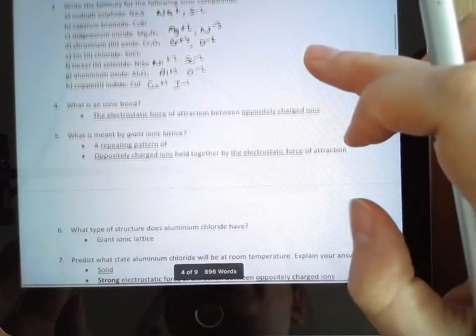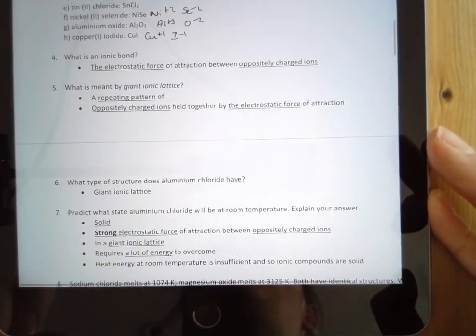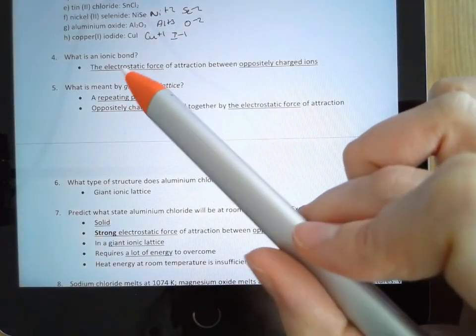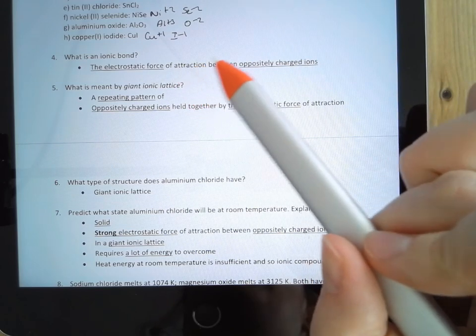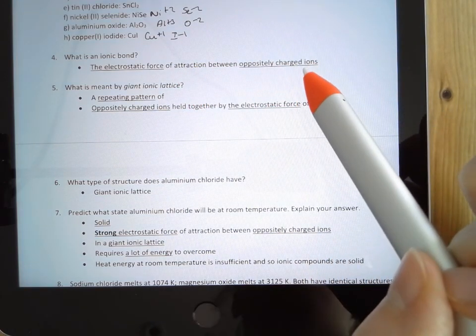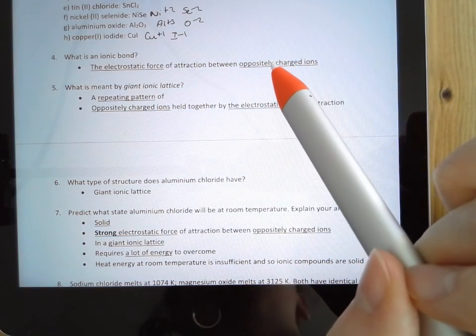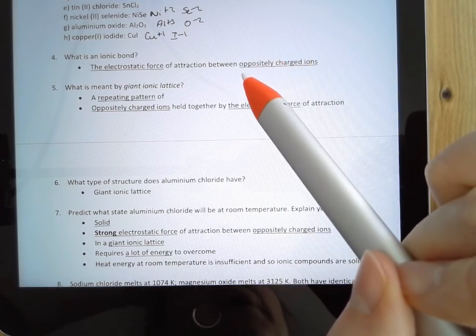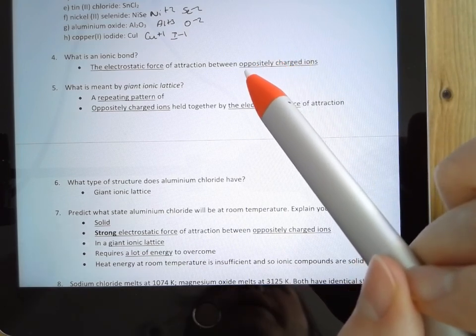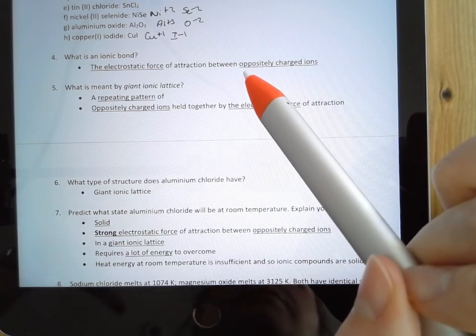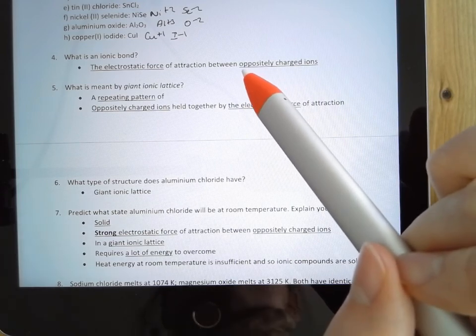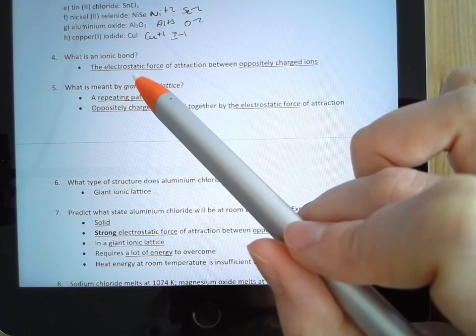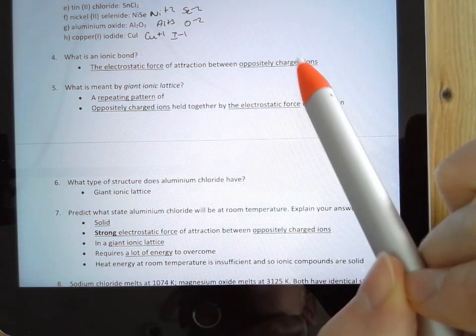In question 4, you're asked, what is an ionic bond? There is only one correct answer. You have to mention the electrostatic force, and you have to say it's between oppositely charged ions. If you said it was the bond that forms between a metal and a non-metal, you will not get any marks. If you describe how an ionic bond forms, if you talk about electrons being transferred from a metal to a non-metal, you also will not get any marks. You have to state electrostatic force between oppositely charged ions.